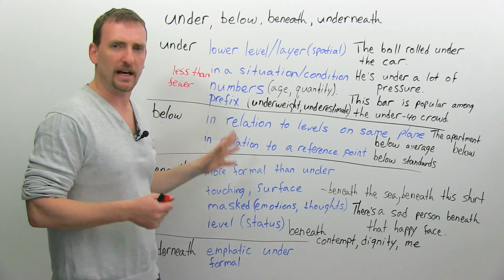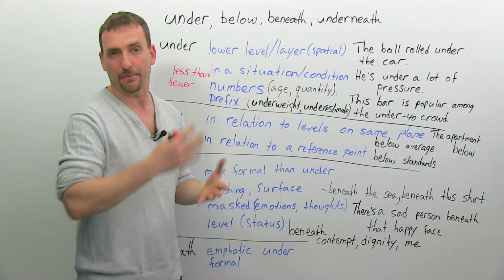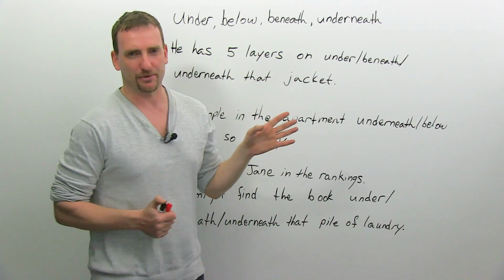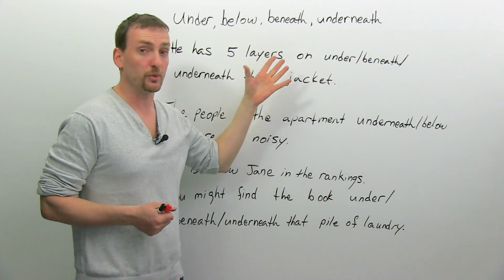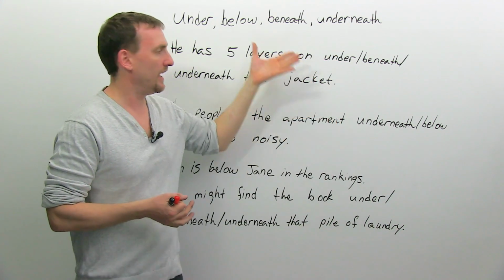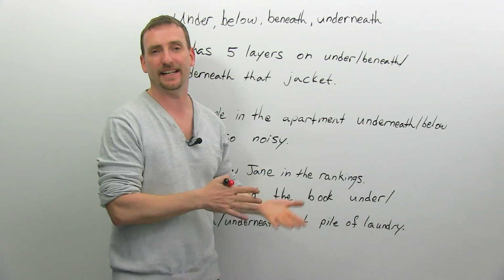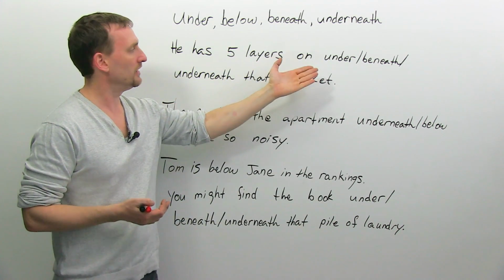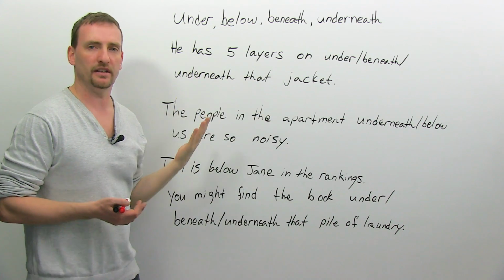So now that we have the general idea of when to use these words, let's look at some sample sentences where you can mix them up. Now, what I want you to see is that these words are sometimes interchangeable, and I could write many, many more samples, but they will all basically say the same thing. So, he has 5 layers on, under that jacket, beneath that jacket, underneath that jacket.